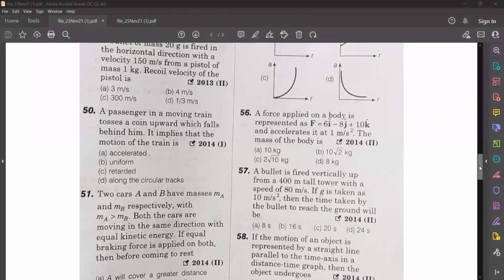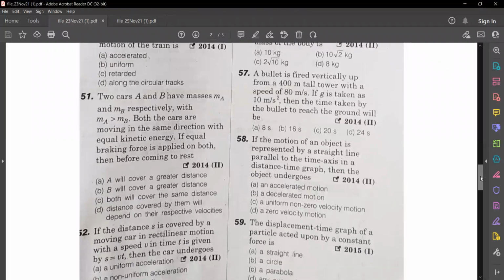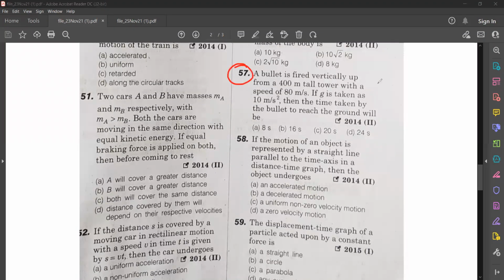Next: a bullet is fired vertically up from a 400-meter tall tower with a speed of 80 meters per second. If g is 10 meters per second square, find the time taken by the bullet to reach the ground. The options are 8 seconds, 16 seconds, 20 seconds, 24 seconds. All of you try this on your own and comment the answers. Easy question, direct substitution.